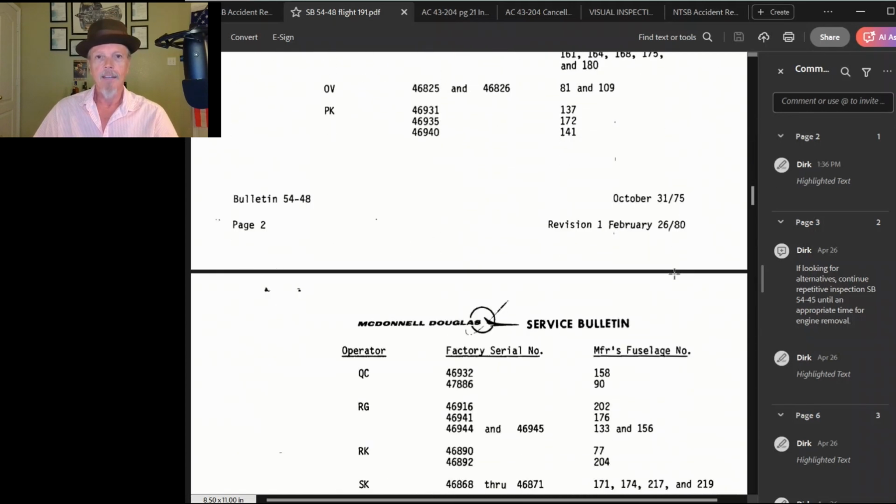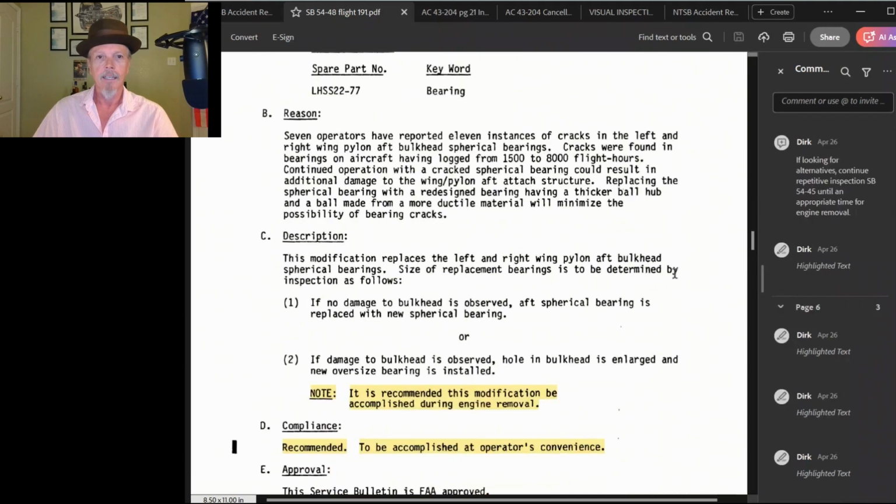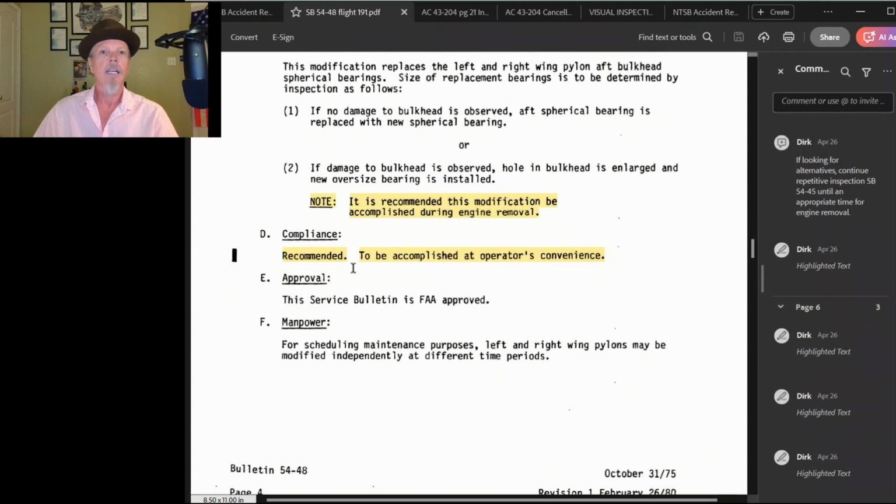Go through effectivities of the aircraft and everything like that. So let's come down here. This is McDonnell Douglas recommending to everyone that's doing this service bulletin: note, it is recommended that this modification be accomplished during engine removal. It's recommended, and it's to be accomplished at the operator's convenience. So it's not that you have to do it now. It's when it's convenient for you to do it.